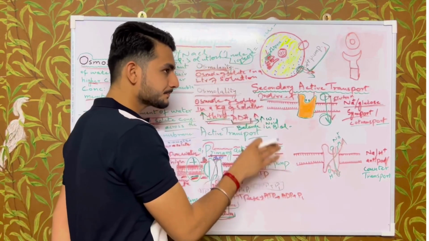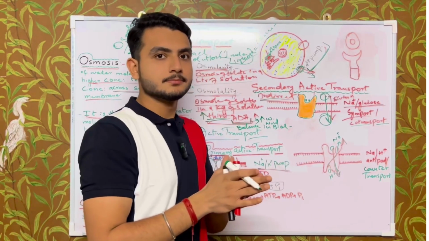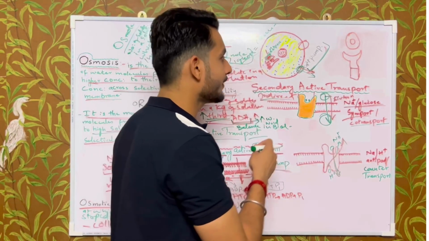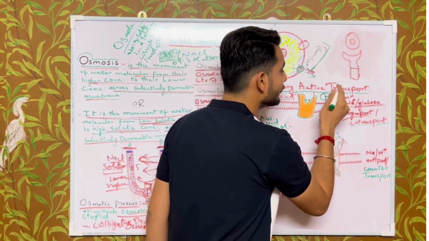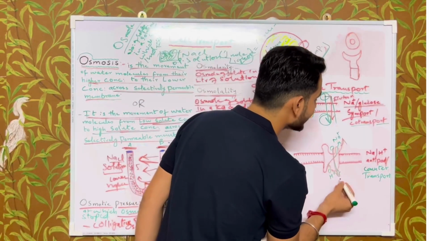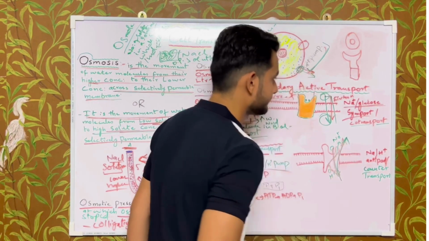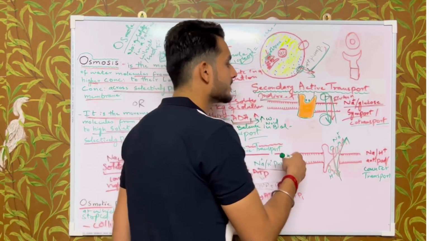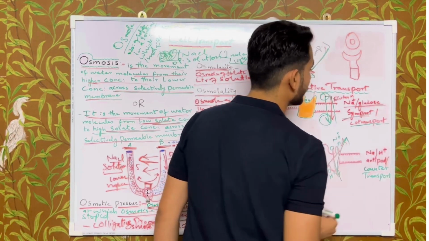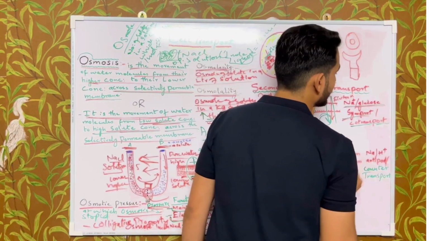So this sodium, if it moves with another molecule, adds the movement of another molecule. If it adds the movement of the molecule in the same direction, then it is known as symport, and if it adds the movement of the molecule in the opposite direction, then it is known as antiport. Let's start our discussion with the symport first. Symport is also known as co-transport. The best example of symport is sodium glucose co-transport.